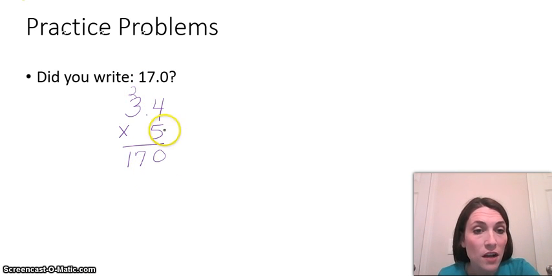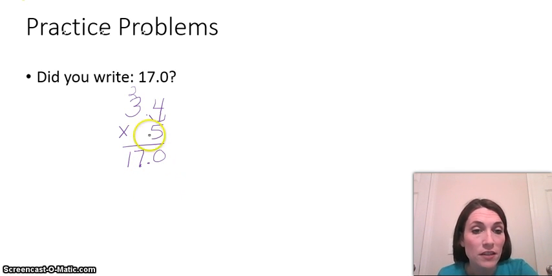Now this is where we talk about how we are going to determine where our decimal point goes in the answer. Right here we have one decimal place. Oops, my 7 disappeared. Okay, so that means we have got to move our decimal point over one decimal place, and so it would belong right there between the 7 and the 0.